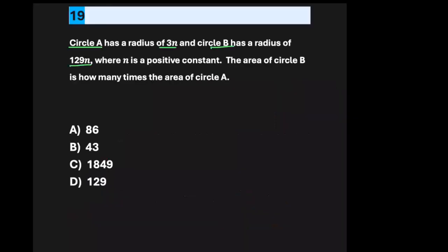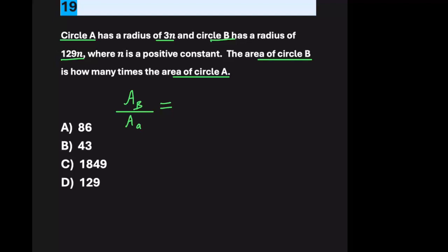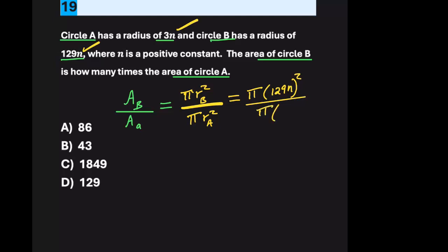Question 19. The area of circle B is how many times the area of circle A? So we have area of B over area of A. And the formula for the area of a circle is pi r squared for B and pi r squared for A. And the value of r for circle B is this. That's the area for circle B. And for A, we have pi r squared. The pi and pi will cancel. And we can write it in that form.